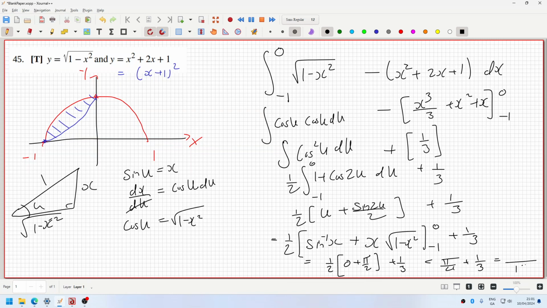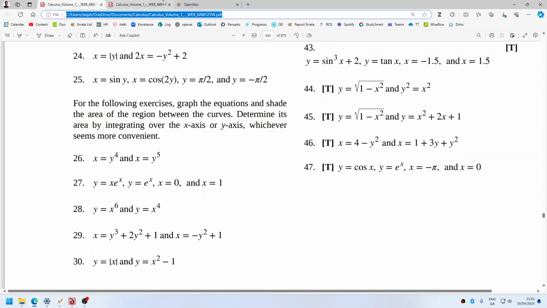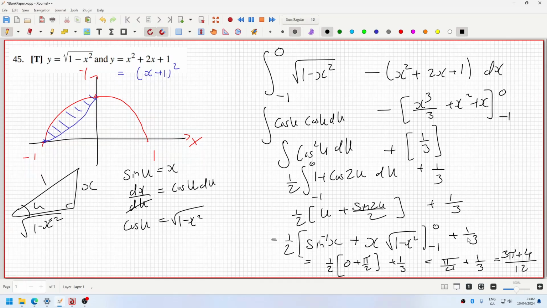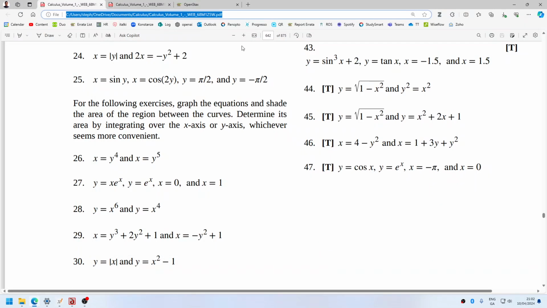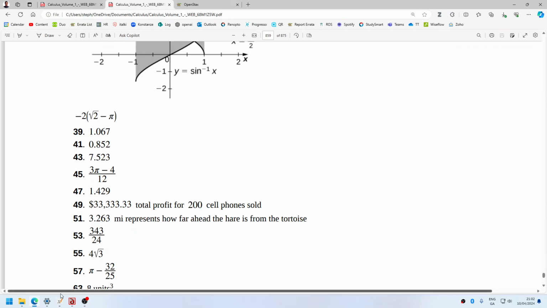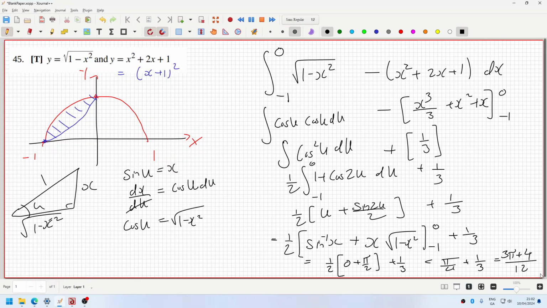So that's all over 12. 3 pi plus 4. Oh, minus. Oh, hang on. I'm making a sign mistake. Three pi minus 4. I made a sign mistake. That should have been minus 4.